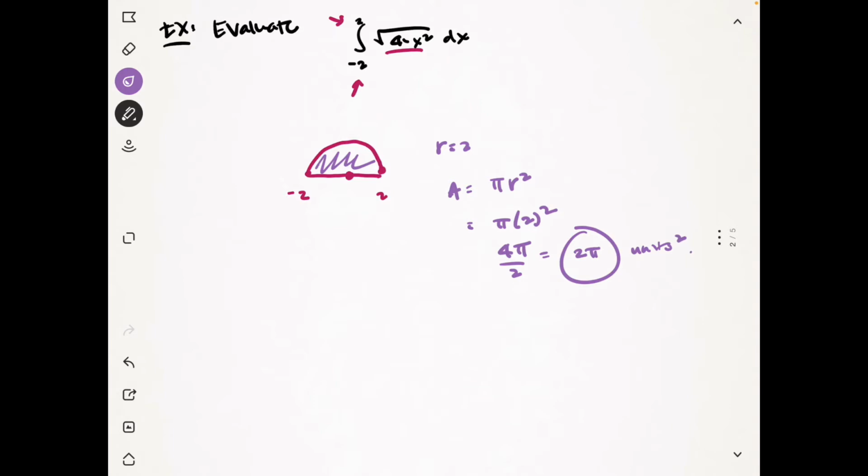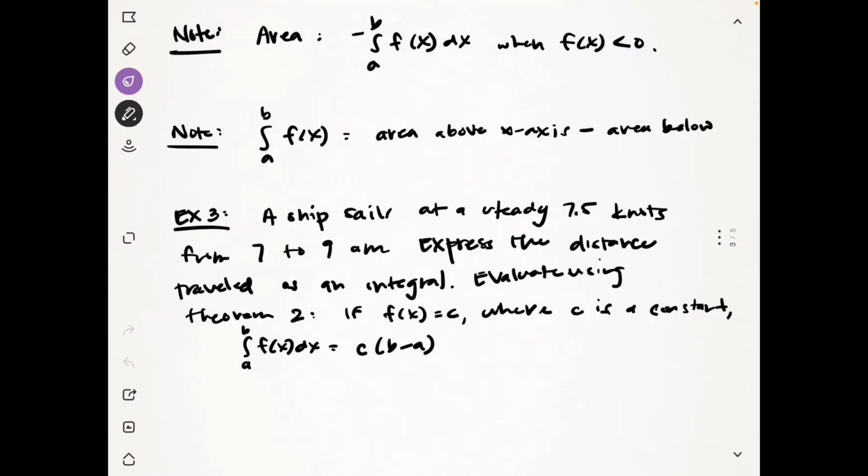If you didn't know that this is a half circle, you could definitely just graph it. Take your function, graph it, recognize what shape it is, and find the area under the curve. Even if it were a rectangle or some kind of triangle, we could definitely find the areas under these curves by using one of the geometric shape formulas that we already know. Okay, on to the next stuff.